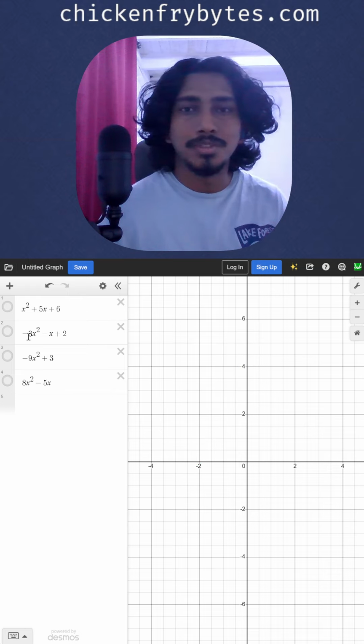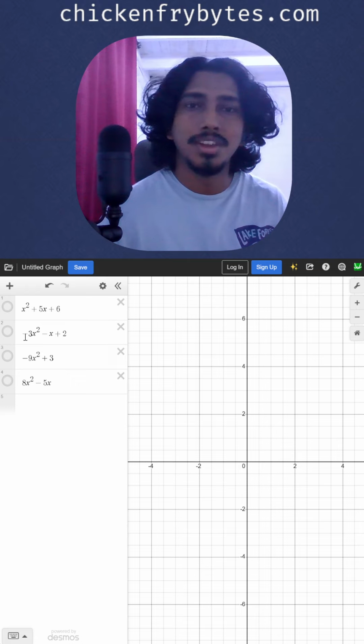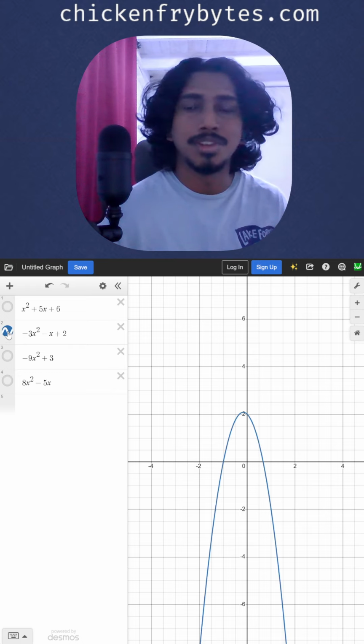Next, we have negative 3x squared minus x plus 2. You could try that. All right, so we have the coefficient of x squared being negative 3. Negative people frown, so we should have a maximum curve as the answer, and that's what we have here.